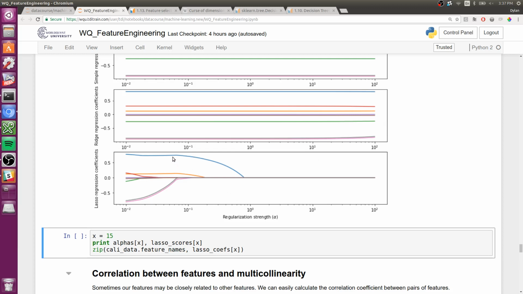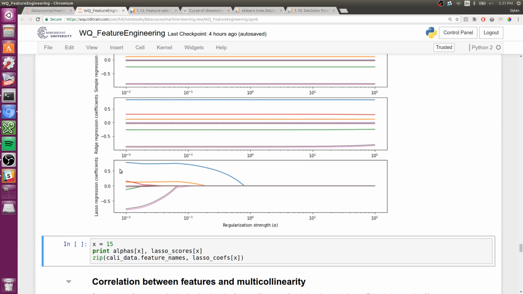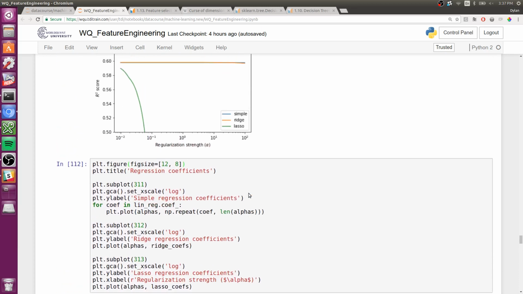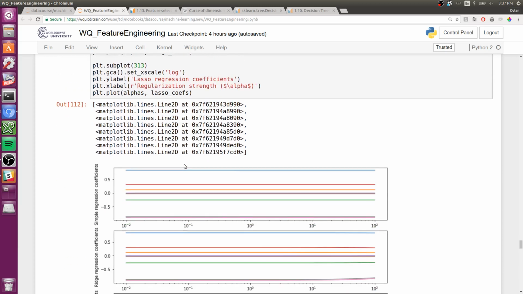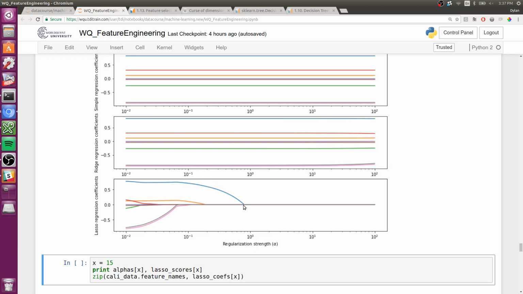Lasso regression, on the other hand, at sufficiently high strength, will force coefficients to be zero. So the reason that the lasso regression model does so badly beyond a strength of 0.1 or 1 is because at strength 1, the regularization has actually set all the coefficients in the lasso model to 0. And around 0.1, it's already set most of them to 0.